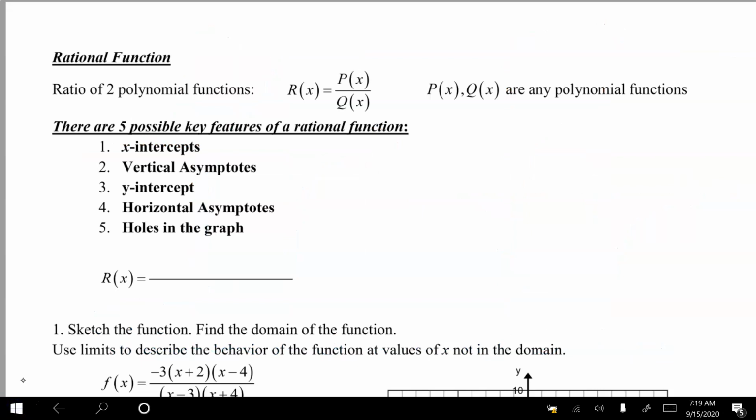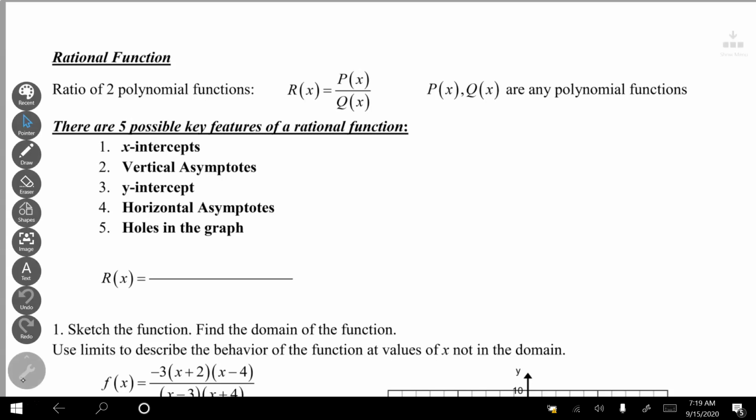So my 5 key features that I put on any graph of a rational function. A rational function is a polynomial in the numerator, a polynomial in the denominator, and I have these 5 key features: x-intercepts, vertical asymptotes, y-intercepts, horizontal asymptotes, and then this key feature at the end, a hole in the graph.